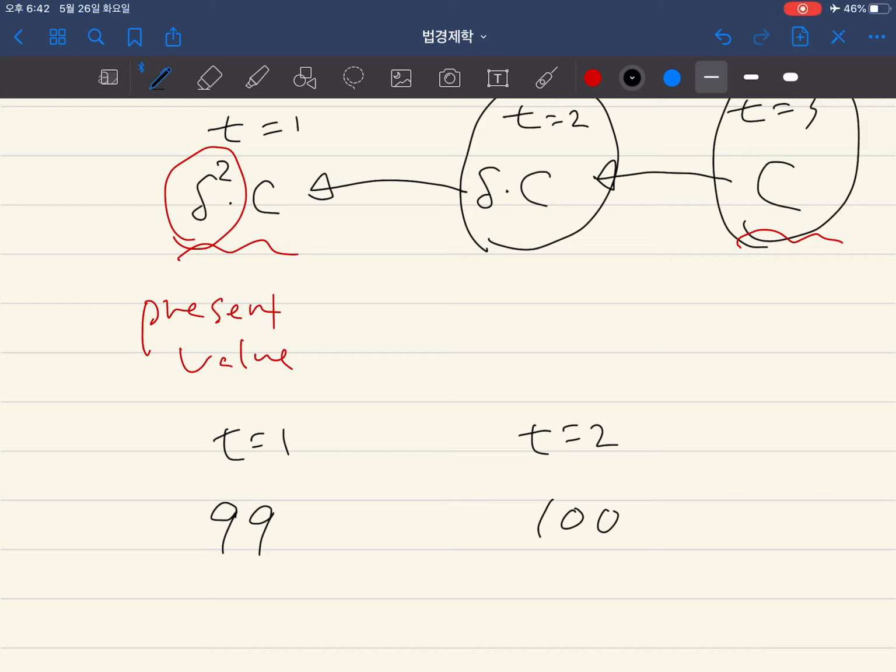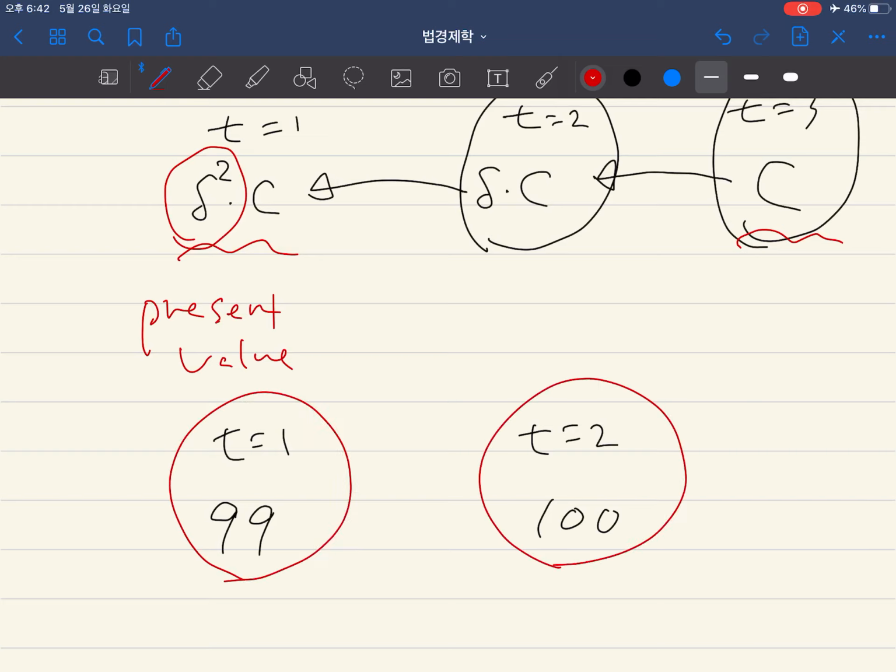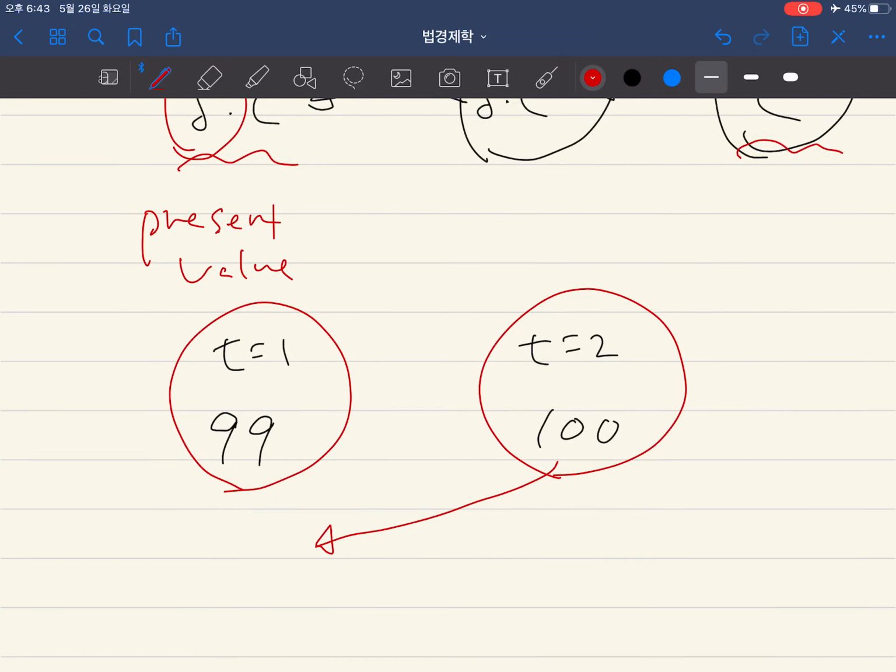If someone asks which one is better, today's $99 or tomorrow's $100? In this case, it's not clear, because you cannot just say, 100 is bigger than 99, so I prefer $100 tomorrow. You cannot say so, because you cannot directly compare nominal values, because these are expressed in different time periods. So if you want to compare these two, you have to convert future money to present value, and then you can truly compare these two.